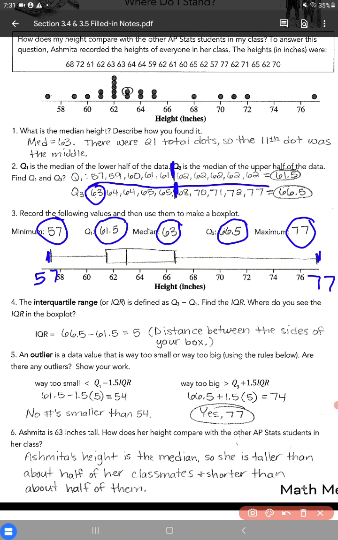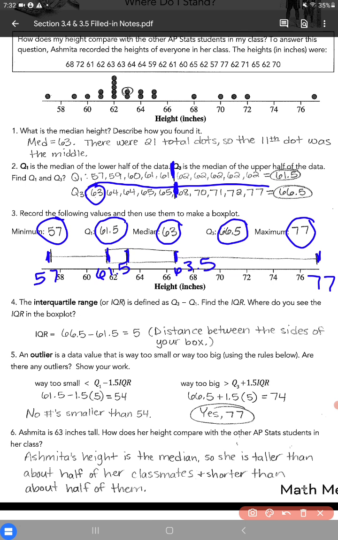Okay? These 2 inside lines that make up the sides of your box are Q1, which is 61.5, and Q3, which is 66.5. And then inside your box, you add one final line, and that line is your median, which was 63. Okay? So using your 5-number summary or your box plot, depending on which one you are given, you can find what is called the interquartile range. If you remember, I mentioned something called IQR earlier. That stands for interquartile range.